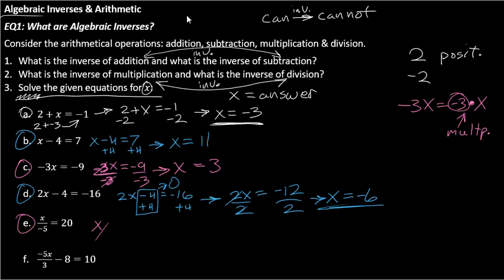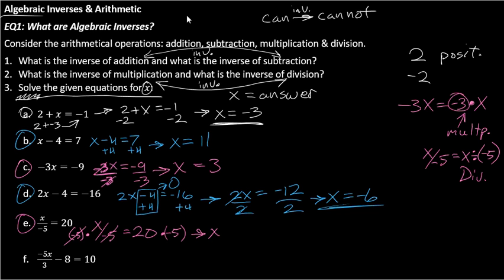Okay, x over negative 5 equals 20. Now we have another interesting expression, x over negative 5. Well, this is literally x divided by negative 5. And division's inverse is multiplication. So the inverse of divided by negative 5 is times negative 5. And what I do to one side, I do to the other. So times negative 5 and divided by negative 5 are inverses. They negate, leaving me with x equals 20 times negative 5. That would be negative 100, because positive 20 times negative 5 gives me negative 100.